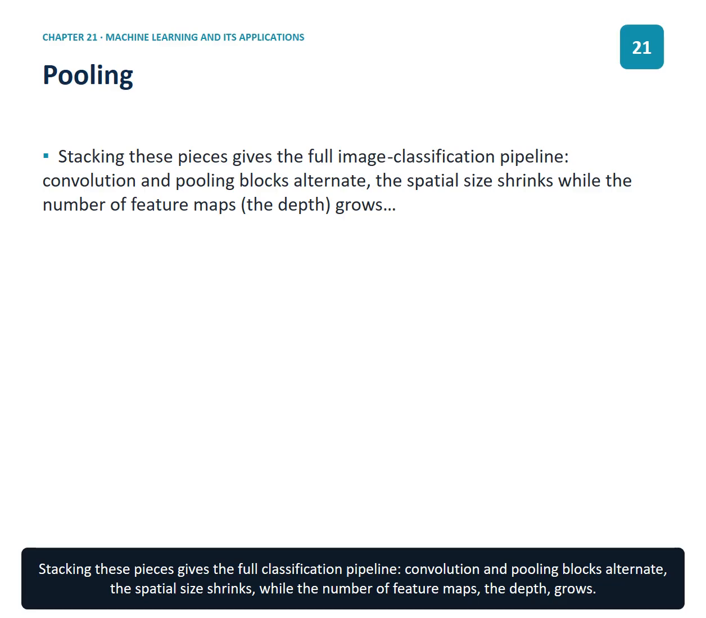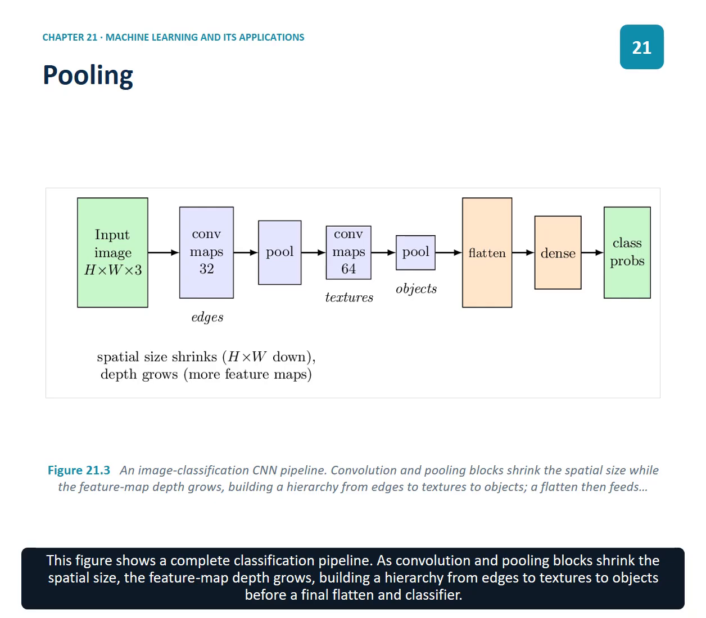Convolution and pooling blocks alternate. The spatial size shrinks, while the number of feature maps, the depth, grows. This figure shows a complete classification pipeline. As convolution and pooling blocks shrink the spatial size, the feature map depth grows, building a hierarchy from edges to textures to objects before a final flatten and classifier.